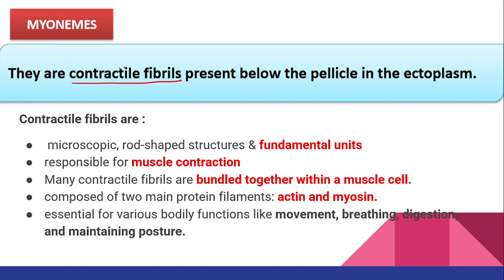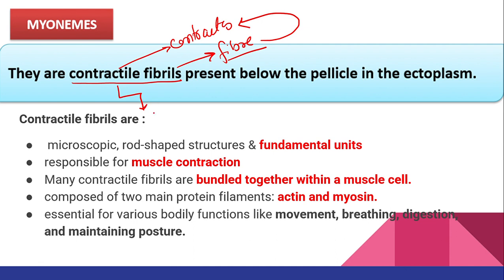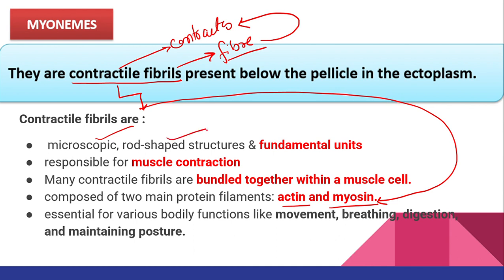Now the last concept is your myonemes. Myoneme is nothing but they are the contractile fibers. What is the meaning of contractile? Which contracts. Fibril is nothing but your fiber. Okay, so the fiber which helps in contracts, we call it as contractile fiber. Which protein is present in contractile fiber? We have studied this, that is your actin and myosin. So what is contractile fiber? Contractile fibers are microscopic rod shaped structure and it is a fundamental unit.